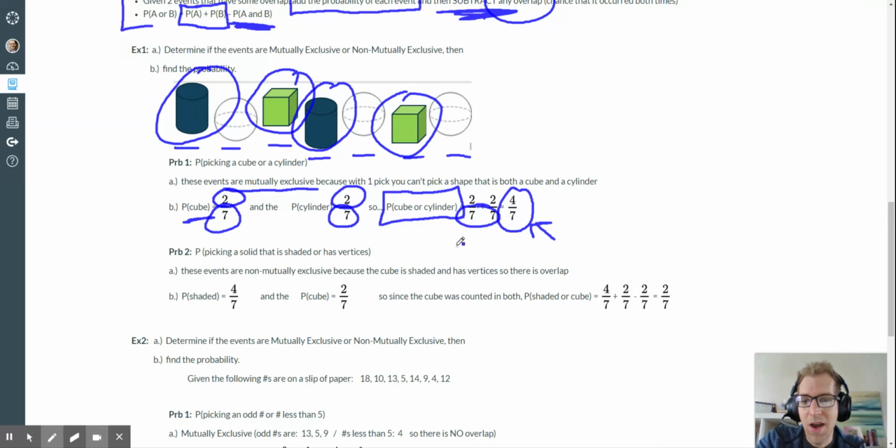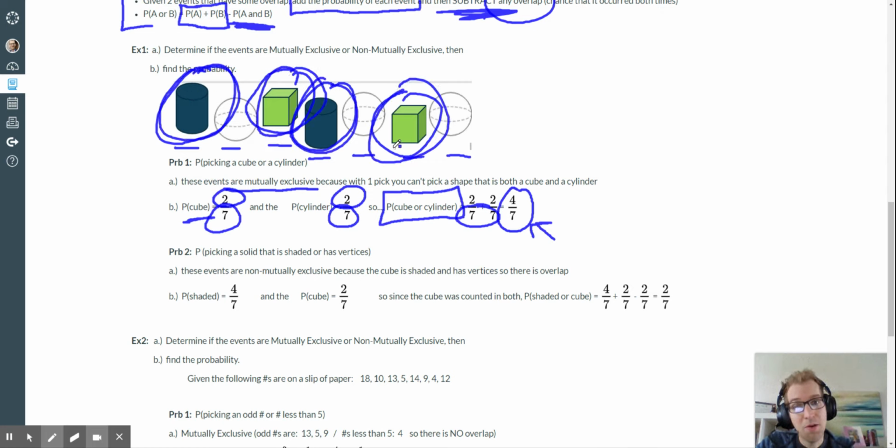Okay. Now, how about probability 2 here says, pick a solid that is shaded or has vertices. So if you look up there, the shaded ones, of course, would be what I have circled currently, because those spheres that are white there, we're saying that's not shaded. So the ones that are shaded here would be the cylinder here and there, and then the cube there and there. Now, some of the ones that are shaded, being those 2 cubes, notice they have vertices, right? They have those different corners, the sharp edges and corners there on the shape.